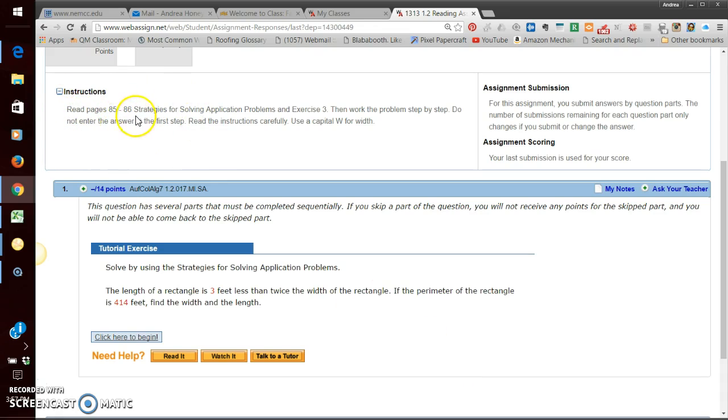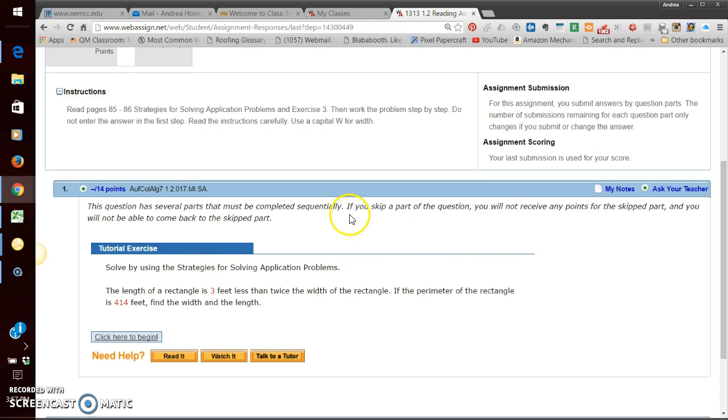It tells you what pages to read, because this is a reading assignment, so you've got to read through a little bit of the book. And then it also mentions right here, use a capital W for width. I think I probably mentioned that in class too. WebAssign does not want you to use a lowercase letter w. If you do, it will count it wrong. And it's really hard to notice that that's what's wrong if you don't pay real close attention to those instructions, okay?